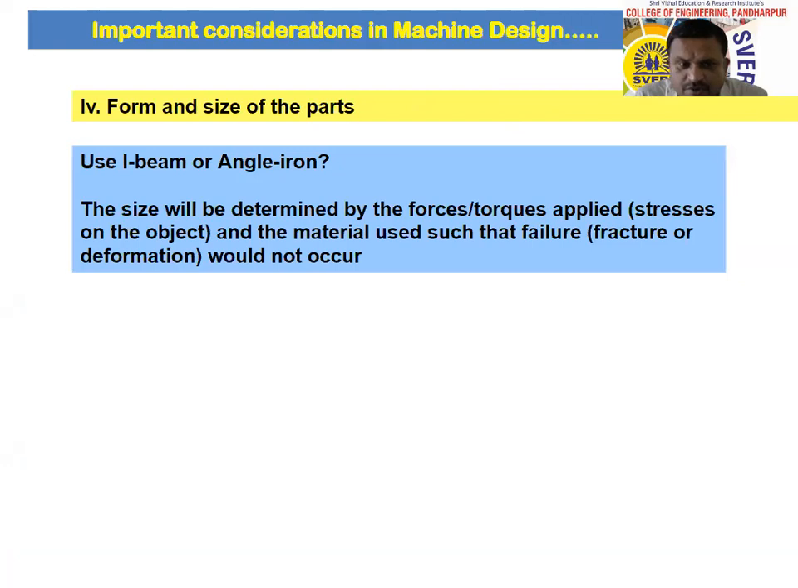Now, next point is form and size of the parts. What is form? Form means shape and size of the parts. Therefore, use of I-beam or angle iron. The size will be determined by the forces or torques applied, stresses on the object, and the material used, such that failure, meaning fracture or deformation, would not occur. Now, general procedure in machine design. First is need or aim. We have to see whether there is a need for that particular thing in the market or not, or a market survey.